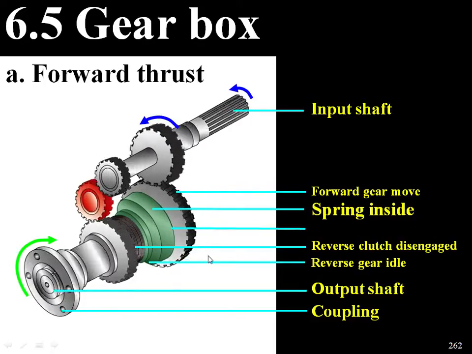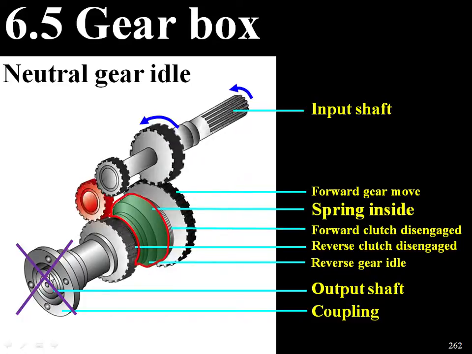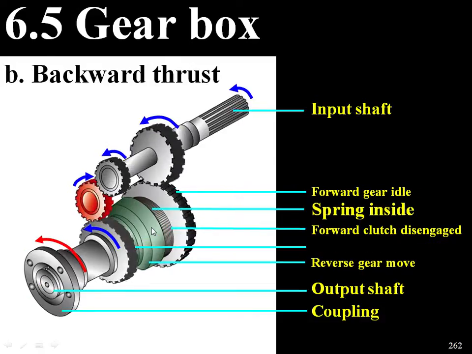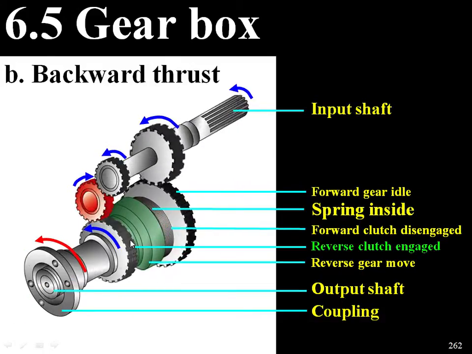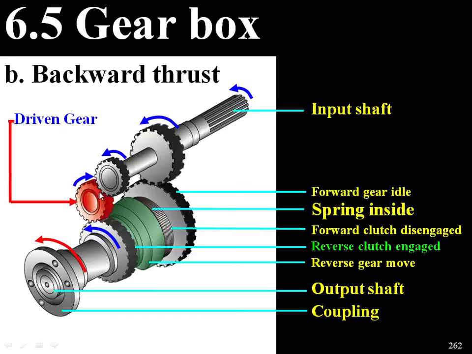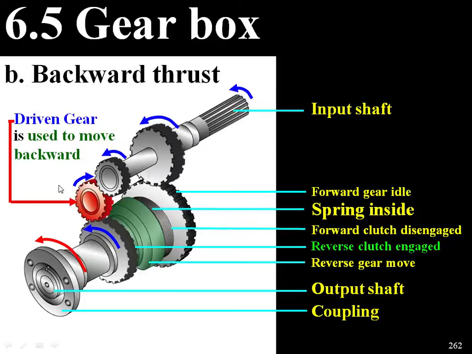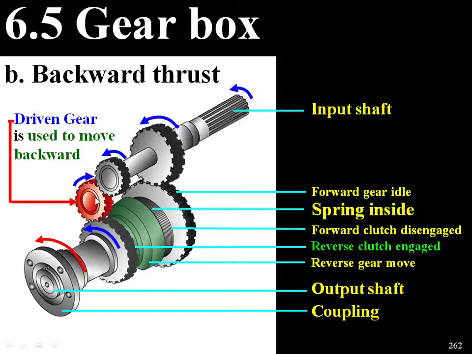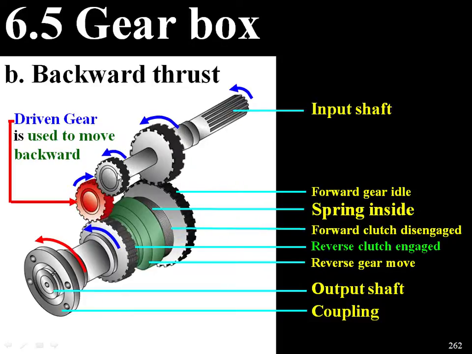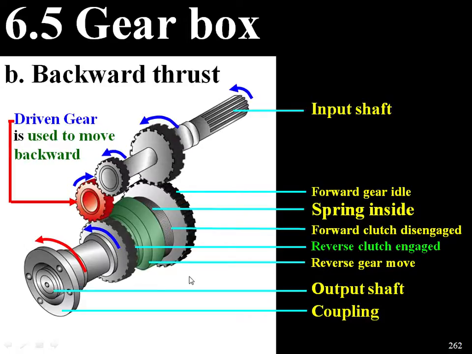And I want to go to reverse. First you need to put the gear in neutral at idle. The engine is still running, but the propeller doesn't rotate. Now the clutch goes to the backward thrust, so reverse. And here the red gear is called the driven gear. The main function of this one is to move backward. Using this gear makes the propeller turn in the other direction, which means the propeller goes anti-clockwise. So this is the gearbox.